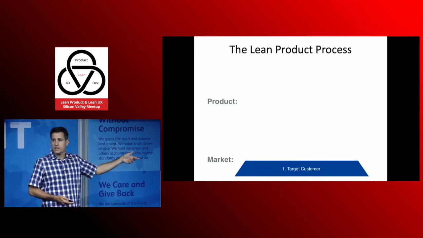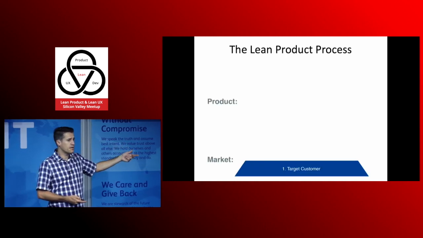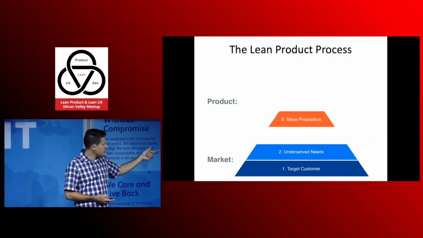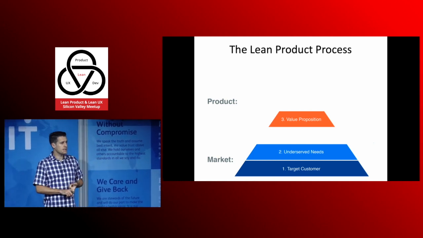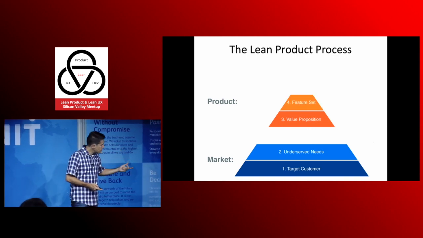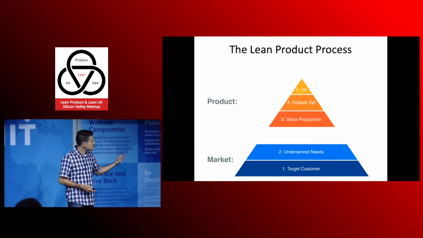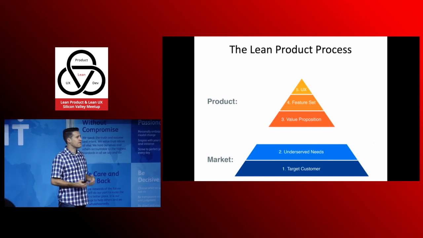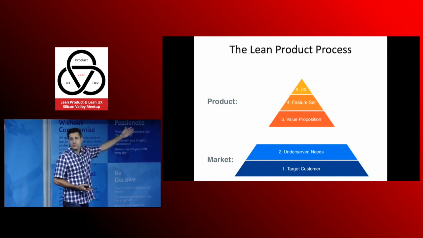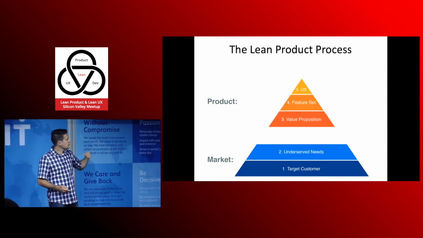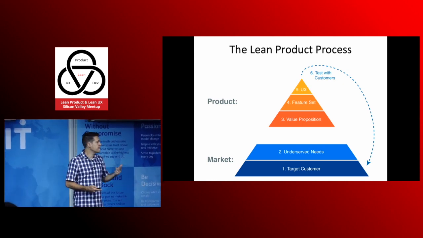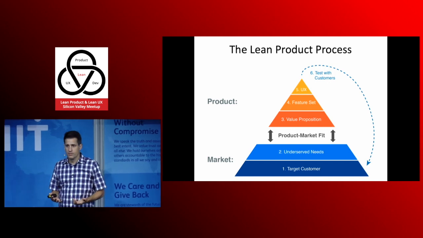Step one is you start at the bottom of the pyramid and you get clear on who do I think my target customer is. Then you move up to what do I think the underserved needs are. Then you come up with what your value prop is, which is, again, which benefits are we going to deliver for customers and how are we going to do so in a way that's better than the competition. Then your feature set, your UX design. And then there's just one last step, because now when we get to this point, if we have a UX design, whether it's a live product or a prototype, it kind of represents all the assumptions we've made going up the pyramid. And so the last step is to take that UX and then close the loop and test it with customers and see where we're at with product market fit. That's the lean product process.